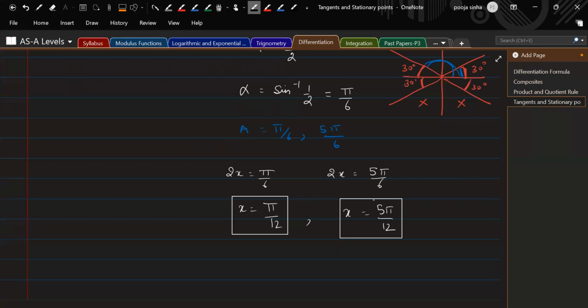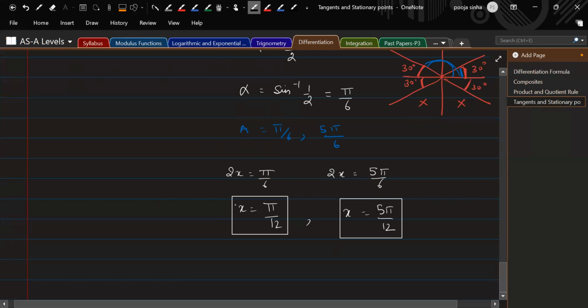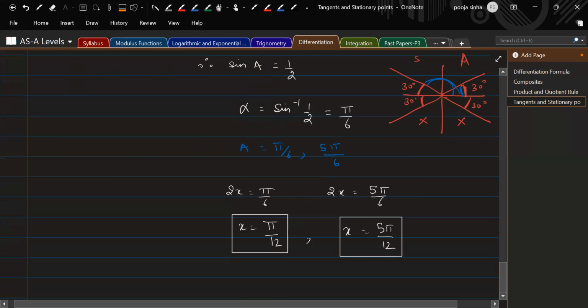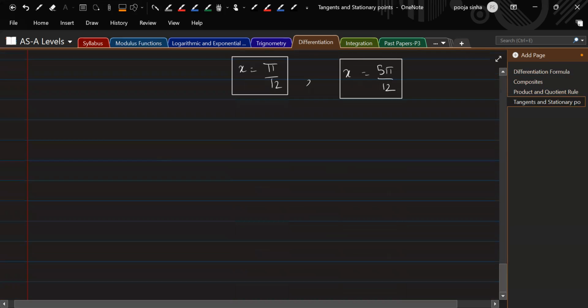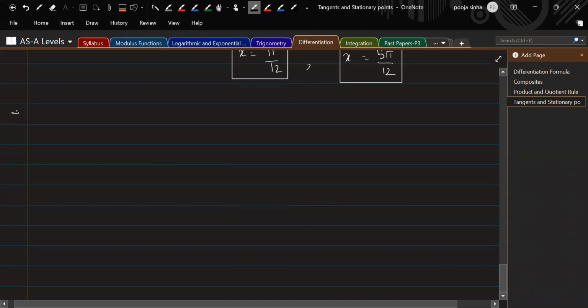These are the values of the stationary points. These are the two critical points, we have the x values. Now the question was asking us to find the nature. The x coordinates are done. To find the nature, what do we have to do? Double differentiation.